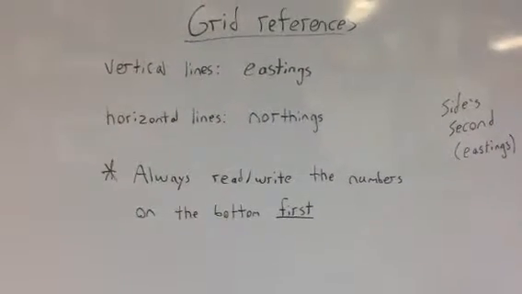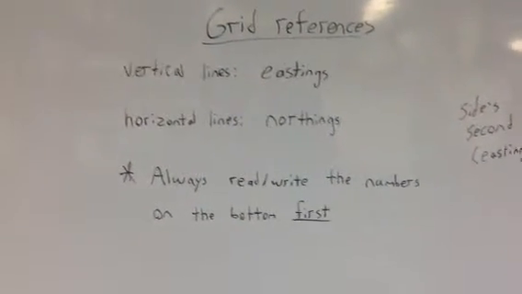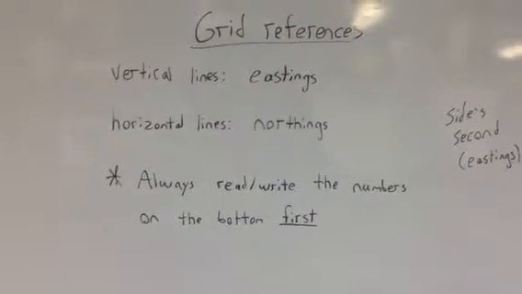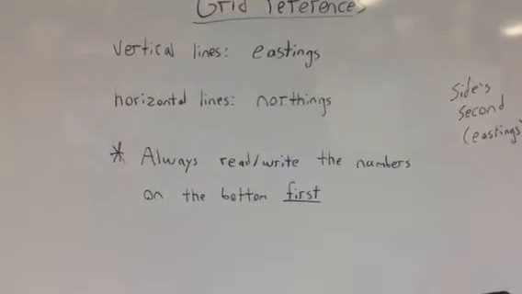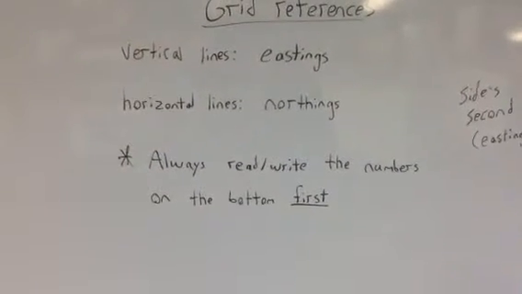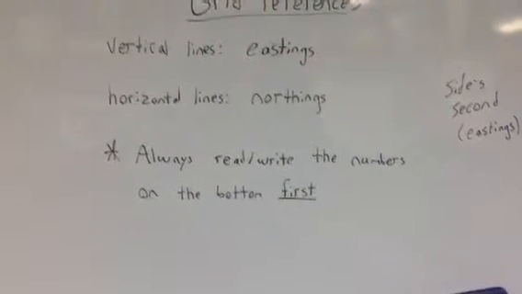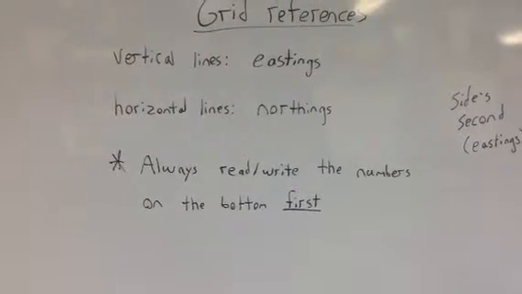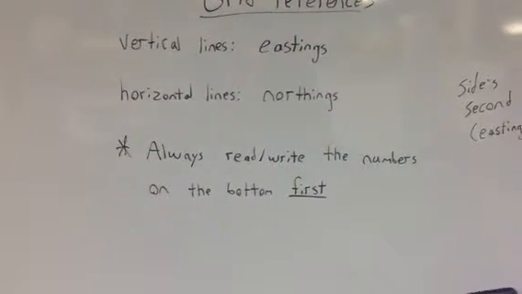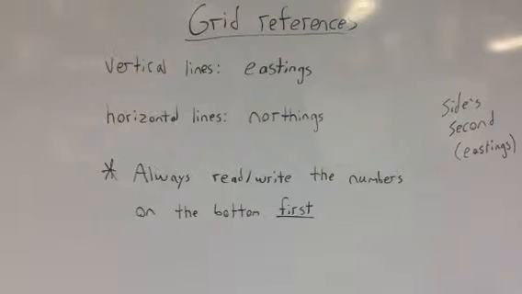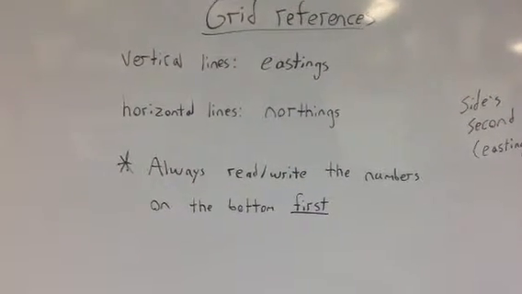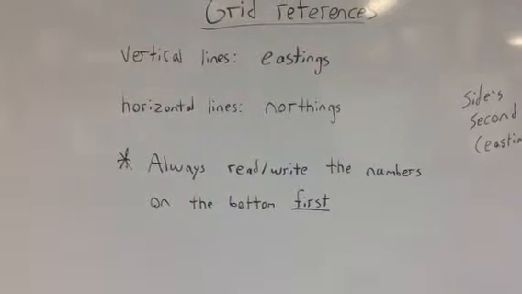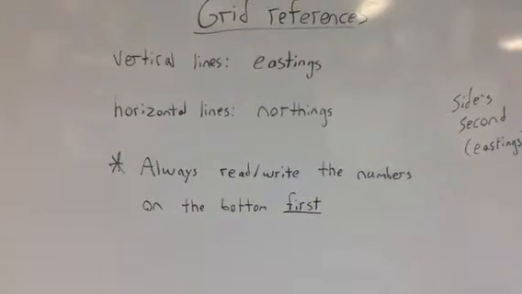Hi girls. What we want to do is look at grid references, which are a way to show us where things are on a map. There are four-digit grid references, which give us the general area, and six-figure grid references, which are specific locations. The vertical lines are called eastings, and the horizontal lines are called northings.